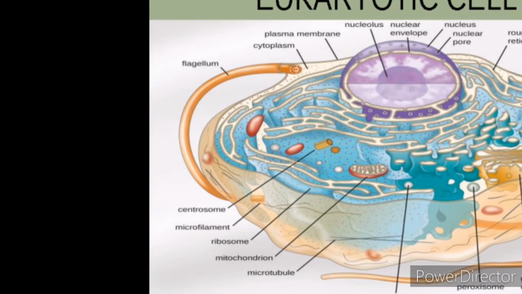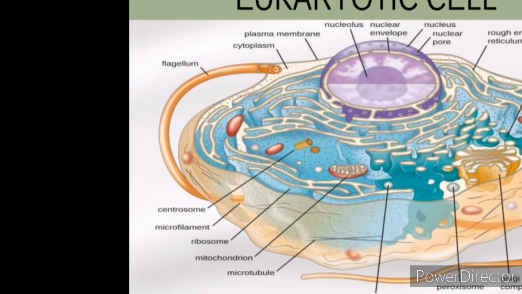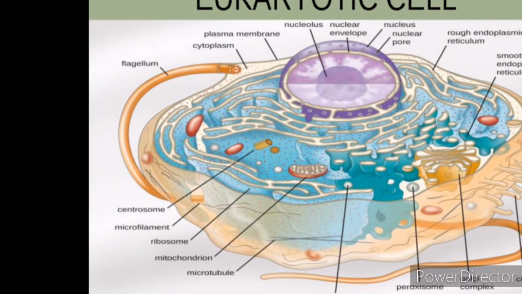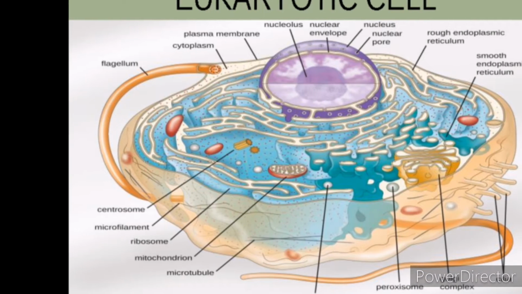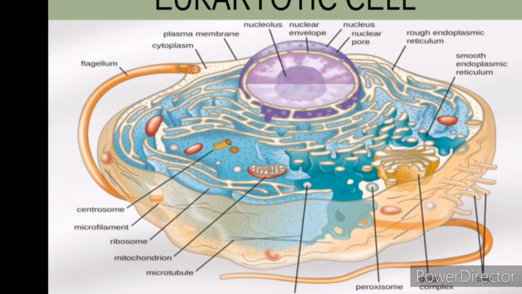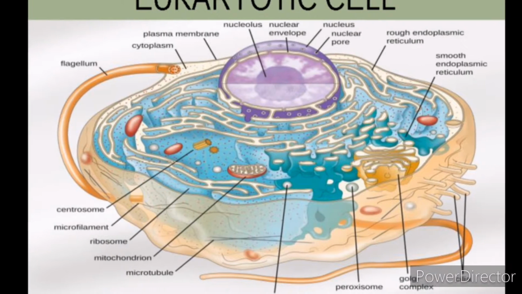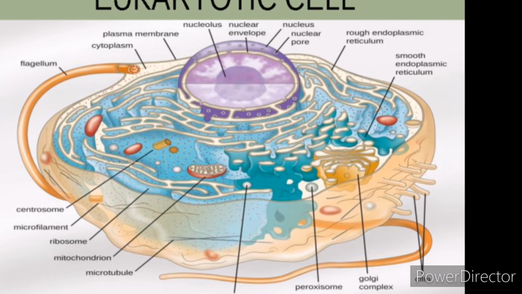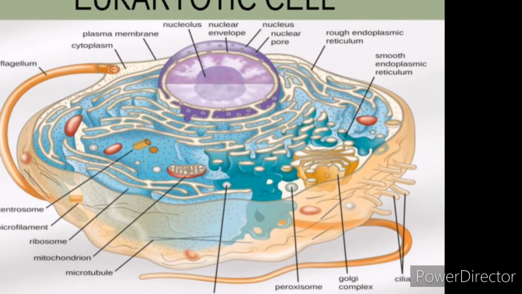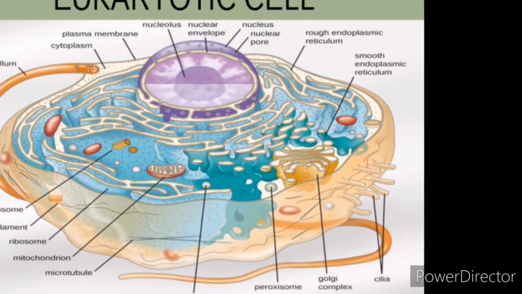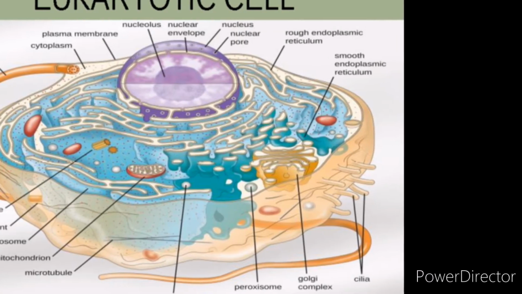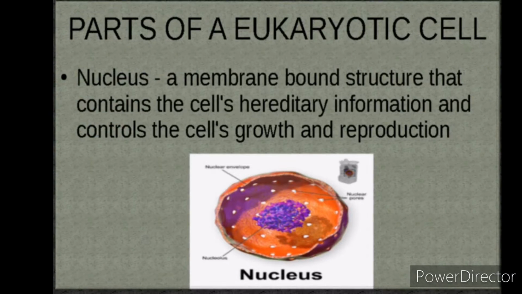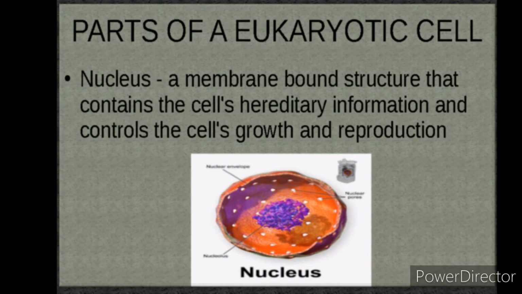Eukaryotic cells include plasma membrane, nucleolus, nuclear envelope, nucleus, nuclear pore, rough endoplasmic reticulum, smooth endoplasmic reticulum, cilia, Golgi complex, peroxisome, lysosome, microtubule, mitochondrion, ribosome, microfilament, centrosome, flagellum, and cytoplasm. The parts of eukaryotic cell and their definition.